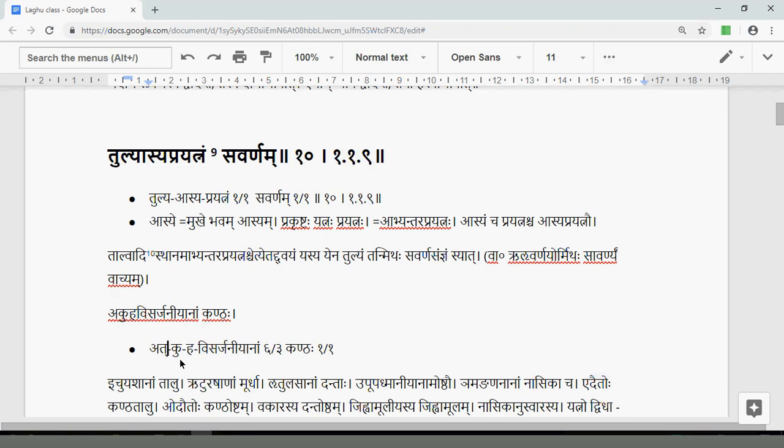But here it does not say at. It is not at. It is a. Therefore, all 18 varieties. Ku means all the varga letters of ka varga. This ku is a short form, and actually it is a-ku. There will be an anunasika there. Ha.